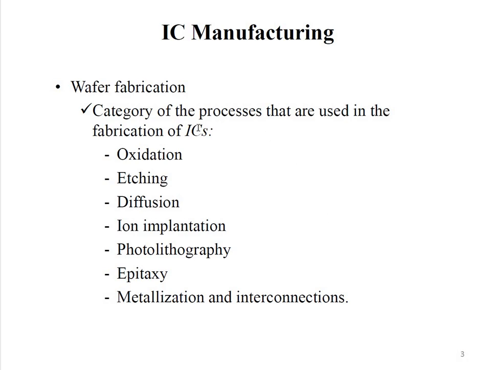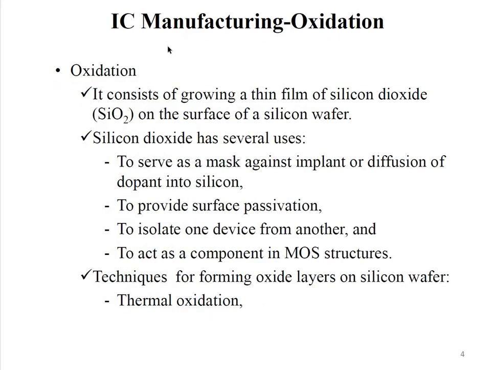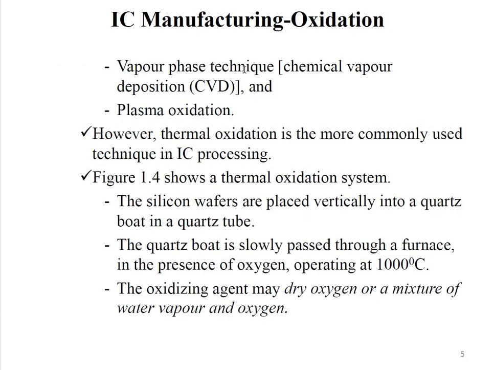Wafer fabrication. The categories of processes used in fabrication of ICs are oxidation, etching, diffusion, ion implantation, photolithography, epitaxy, metallization and interconnections. Oxidation consists of growing a thin film of silicon dioxide on the surface of a silicon wafer. Silicon dioxide has several uses. The techniques for forming an oxide layer on a silicon wafer are thermal oxidation, vapor phase technique and plasma oxidation. Thermal oxidation is more commonly used for IC manufacturing.